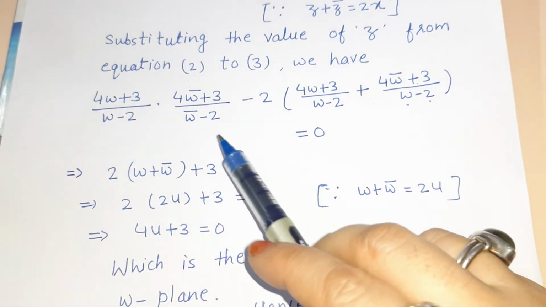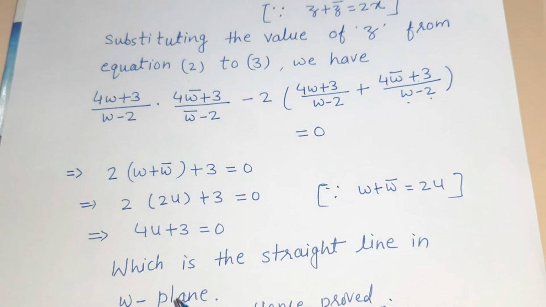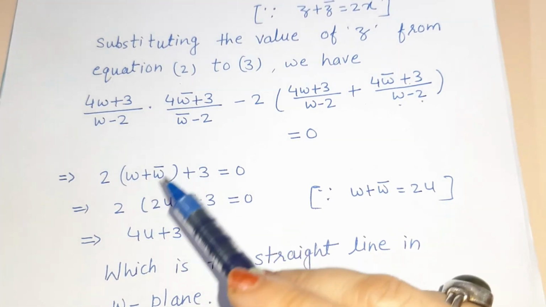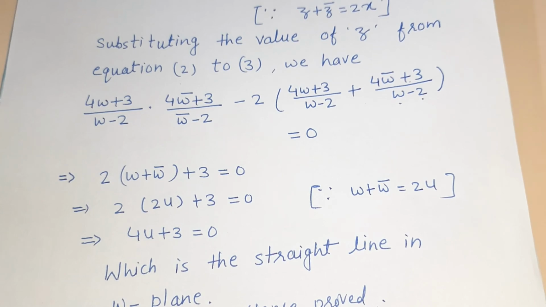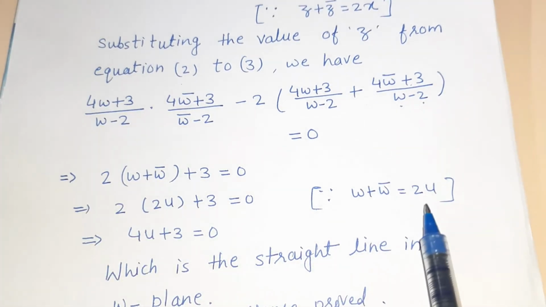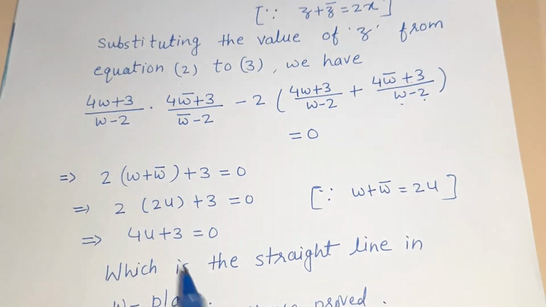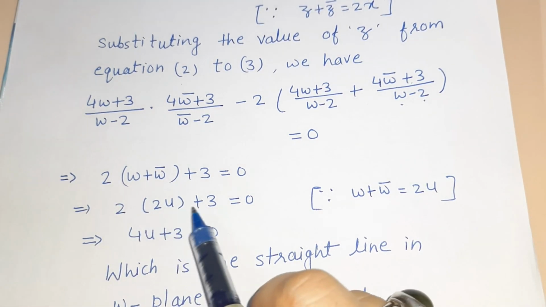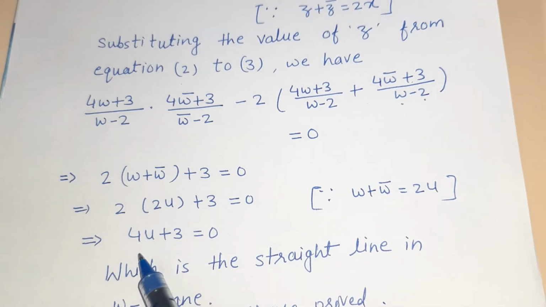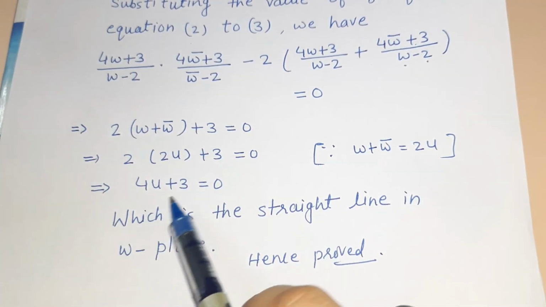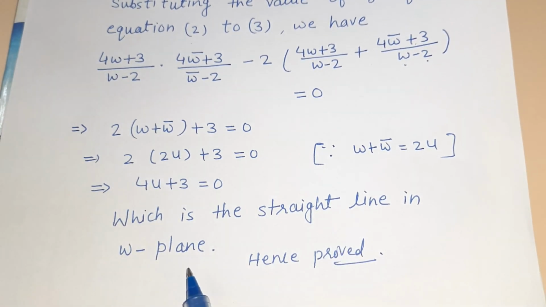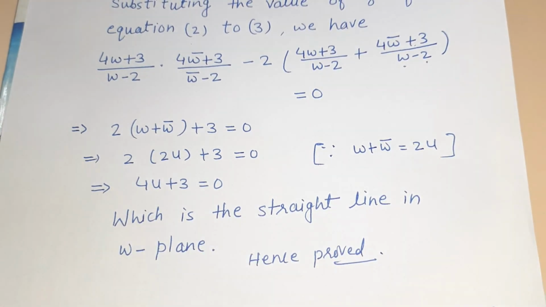You can also solve it very easily by taking the LCM. So w + w bar is equal to twice of u. We replace this value, then we get 2 times 2u + 3 is equal to 0, which can be written as 4u + 3 = 0, which is the straight line in the w plane. So it is proved here.